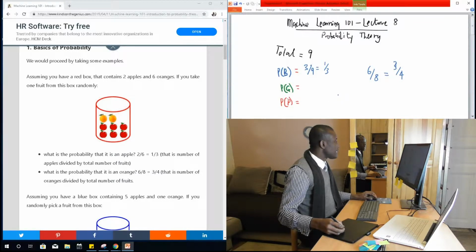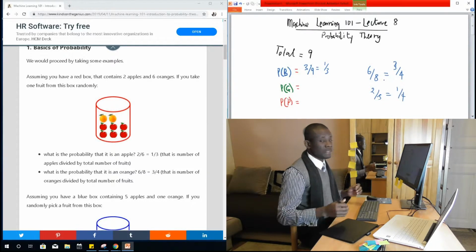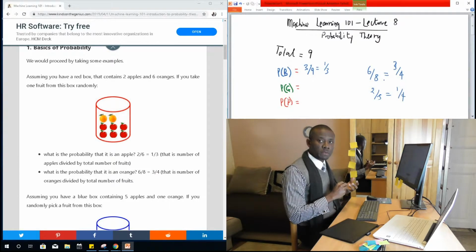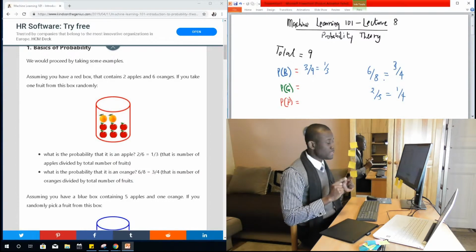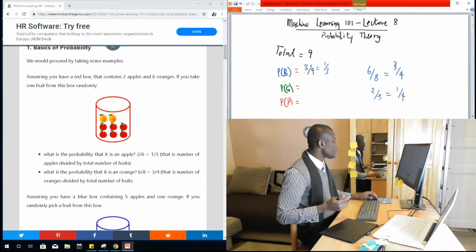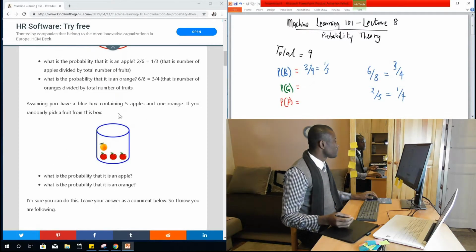So what is the probability that it is an orange? It is going to be 2 over 8, which is 1 over 4. So the probability that it's an apple is the total number of apples divided by the total number of items in the box. Now this is simple probability. The key thing we are trying to figure out is how to represent probability using notations. Now let's go down a little.